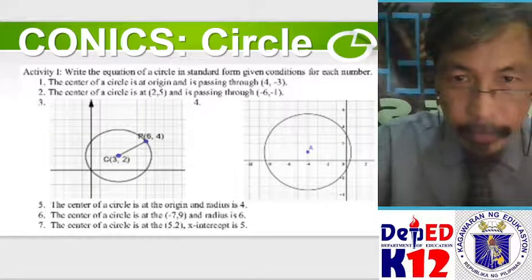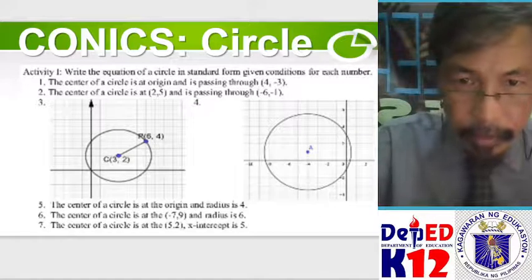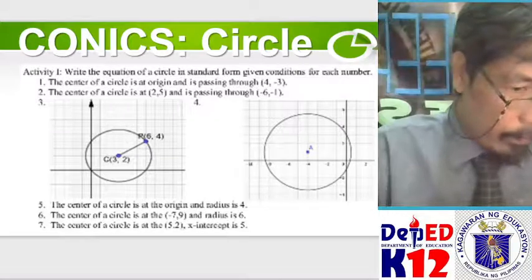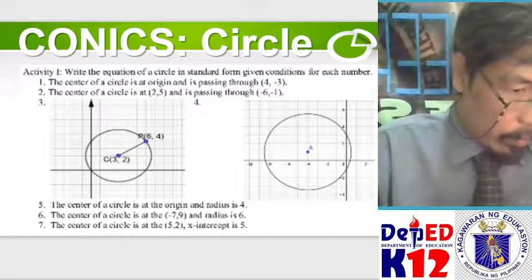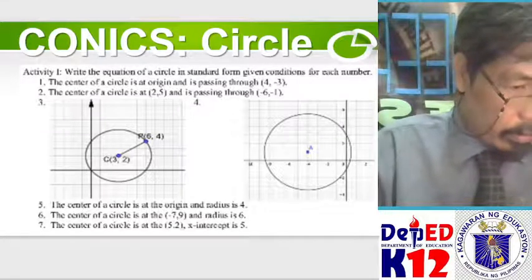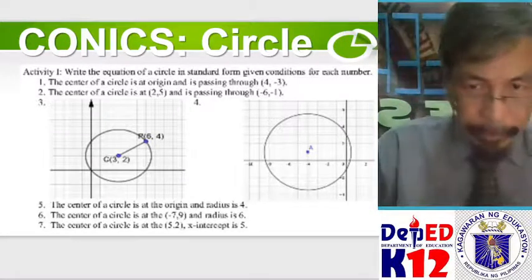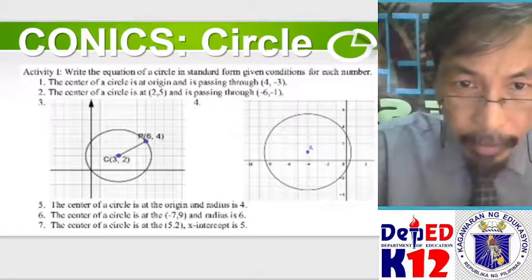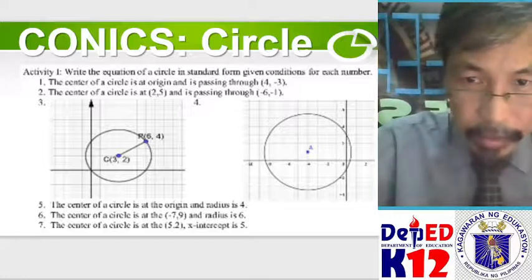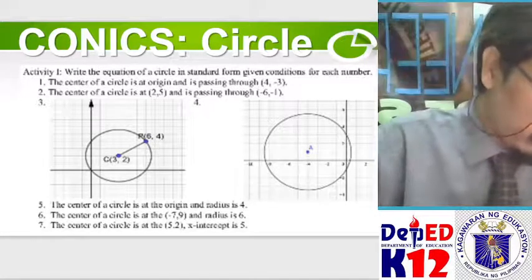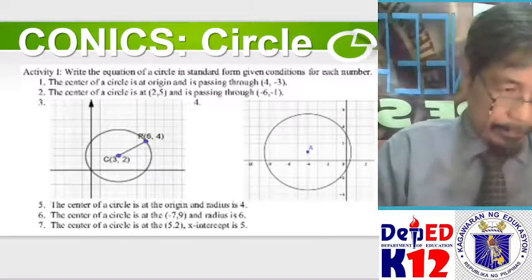What are the given? Center of the circle at origin. So for problem number 5, we have center at origin, meaning h, k is 0, 0. Okay? So that is our h, k. But now, the radius is given. What is the radius? 4. So the radius is equal to 4.